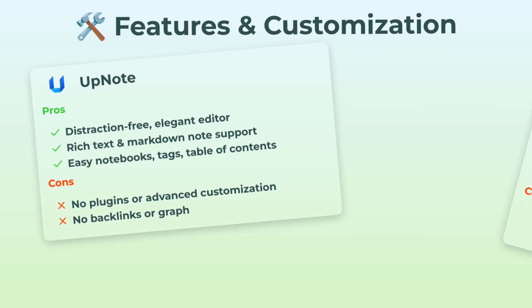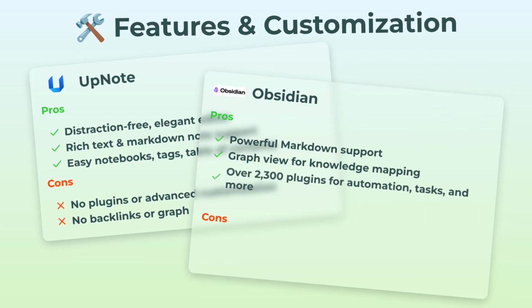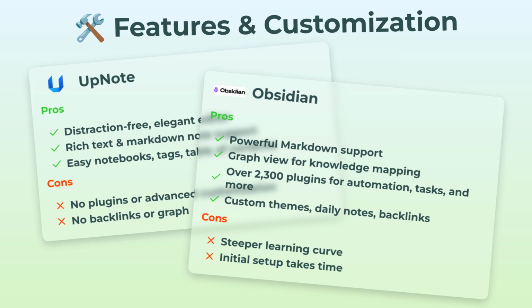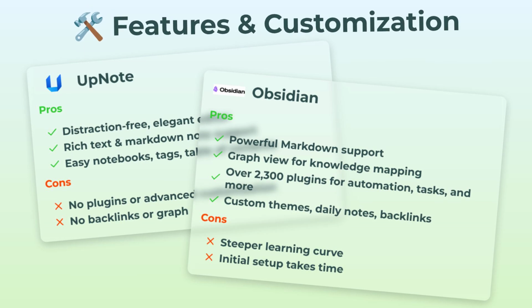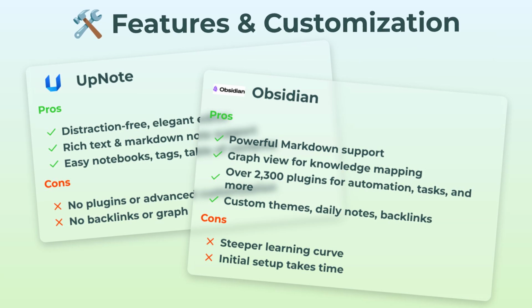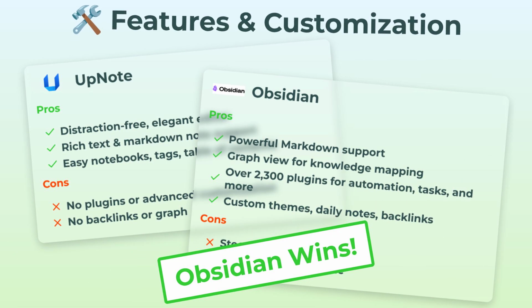Moving to Obsidian, oh boy. If you want full control, Obsidian is where it's at. You get powerful Markdown support, the famous graph view that lets you visualize your knowledge connections, and over 2,300 plugins. Seriously, you can automate, manage tasks, theme it however you want. You even get daily notes, backlinks, the whole 9 yards. But you know what? It comes with a learning curve. Setting this thing up at first is not zero effort. For features, Obsidian blows it out of the water.